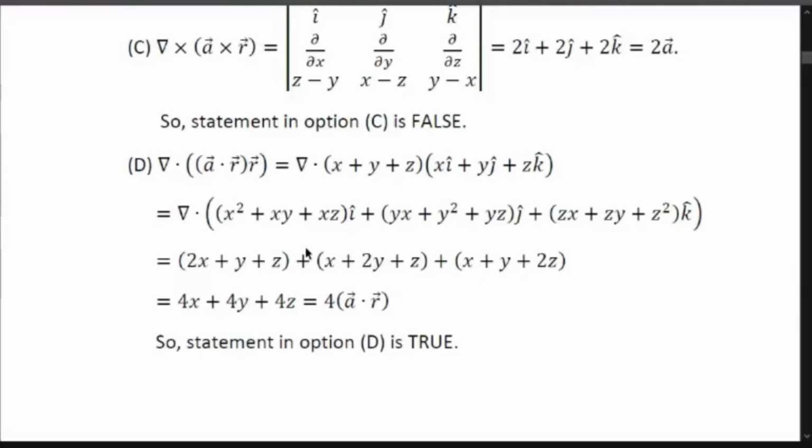I'm not explaining each and every step. On calculation, you will get that is equal to 4 times A dot R, which is the statement given in option D, which is correct. So only the false statement is given in option C. So option C is the answer you have to get.